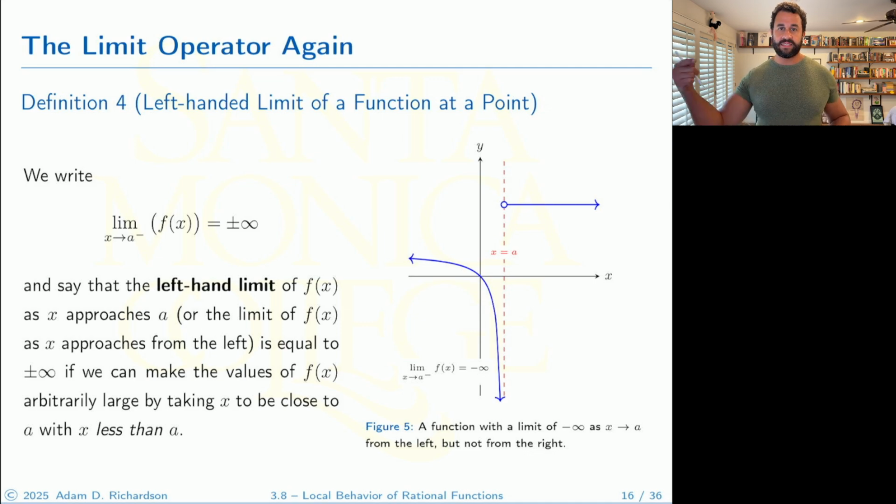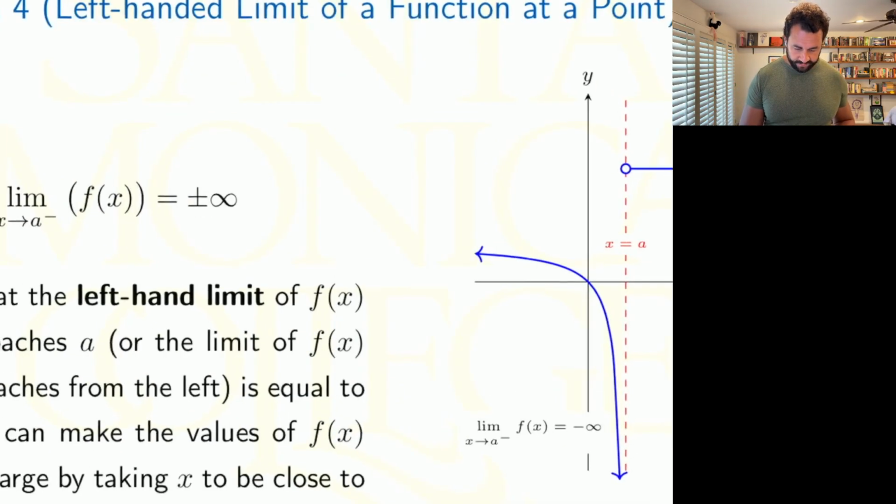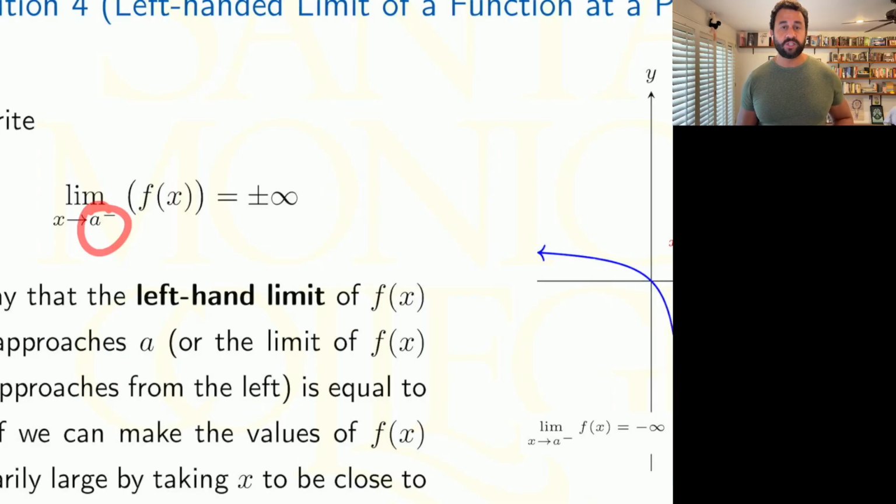So here, as x approaches a from the left, the function goes to negative infinity. But as x approaches a from the right, it goes to whatever this number is right here. I don't know what it is, doesn't really matter in this context. That's what we call a left-handed limit. And again, the notation is just this, a superscript negative, and that tells us that we're approaching from the left.